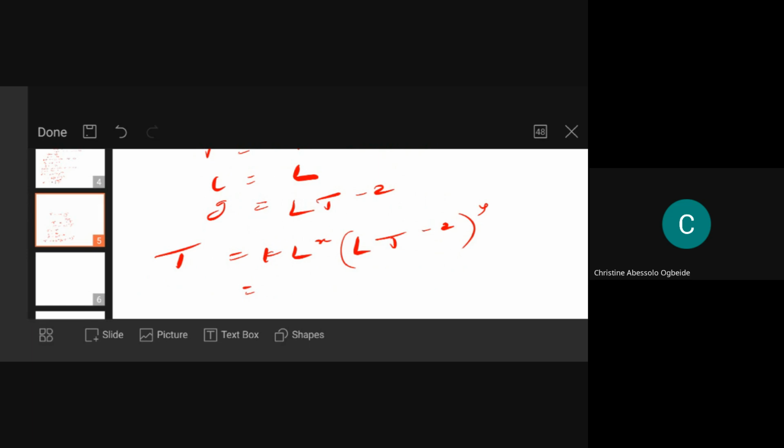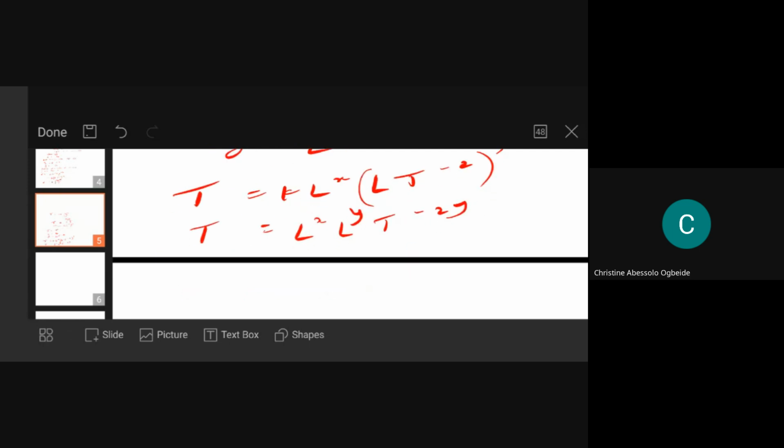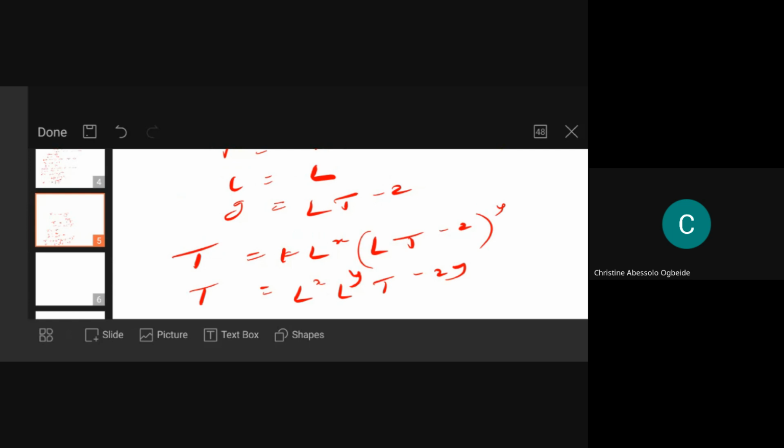Let's work with this first. This is L raised to the power X, this is L to the Y, then T to the minus 2Y. All right, everything here is equal to the period T. And then since I have L and T on the right hand side, I need to bring in L also on the left hand side here, but that would be L to the 0, because anything raised to the power 0 is 1, so that I can compare the sides evenly.